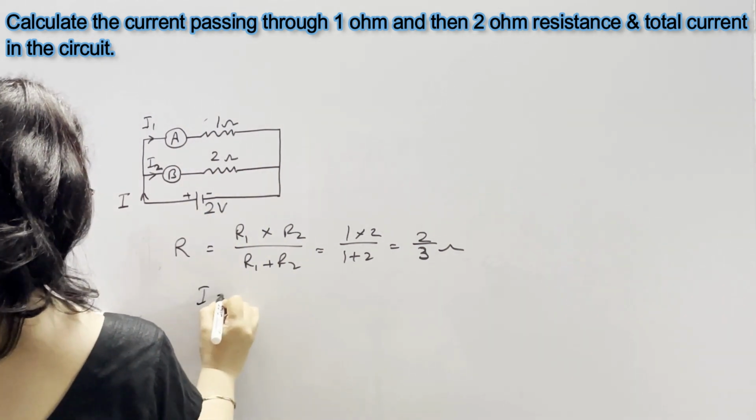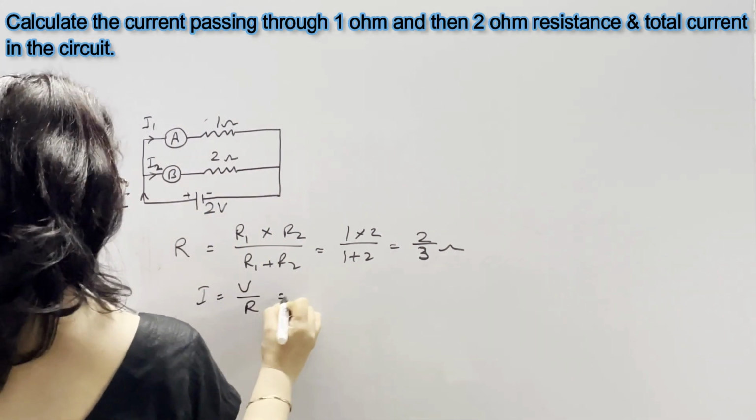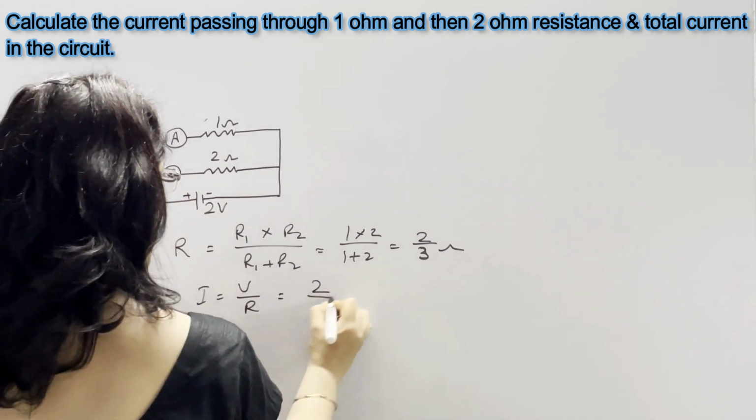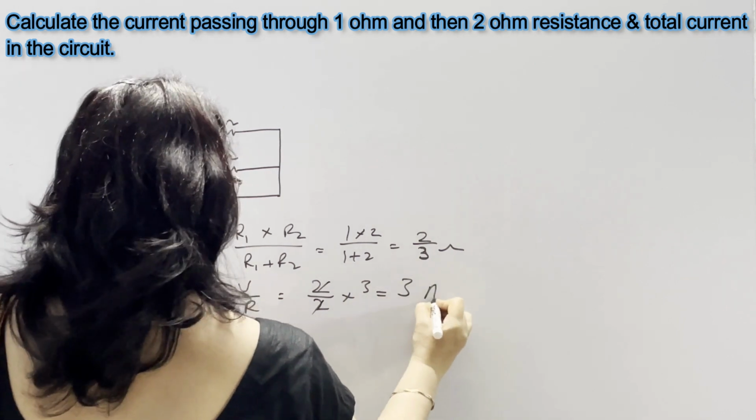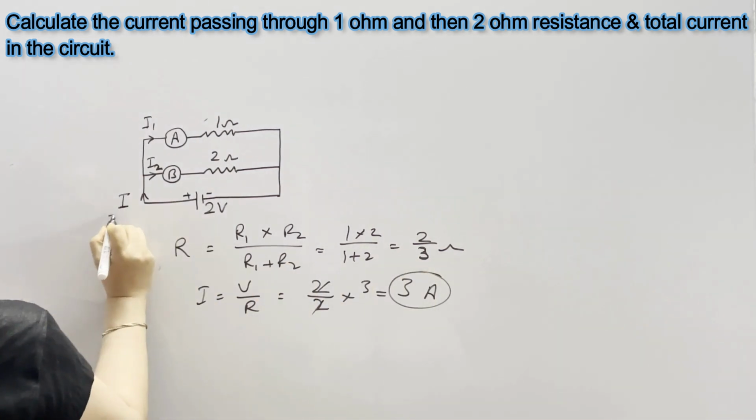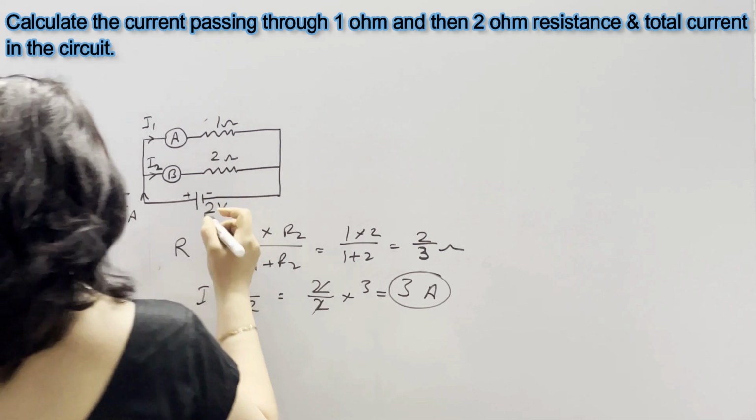Now current I is equal to V upon R. What is the value of V? It is 2, and then R is 2 upon 3. So it means the total current is 3 ampere. So the value of current is 3 ampere total in the circuit.